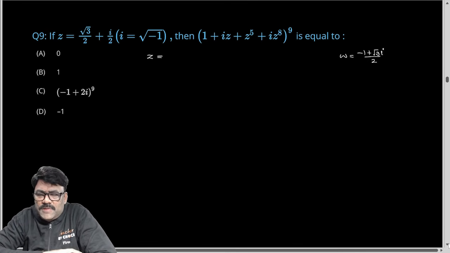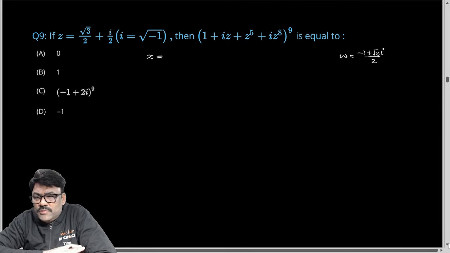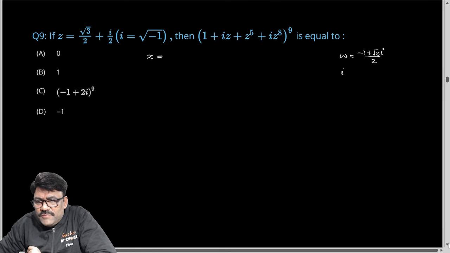Both are same thing. If you take omega as minus 1 plus root 3 iota by 2, then omega square is minus 1 minus root 3 iota by 2, or vice versa. So I'm taking omega as minus 1 plus root 3 iota by 2. But you can see that my number Z is not actually that. In fact, it is root 3 by 2 plus iota by 2. Real part is root 3. So I have to make the real part root 3 here. So let's multiply with minus iota here. If I multiply with minus iota, it will become root 3 plus iota by 2.